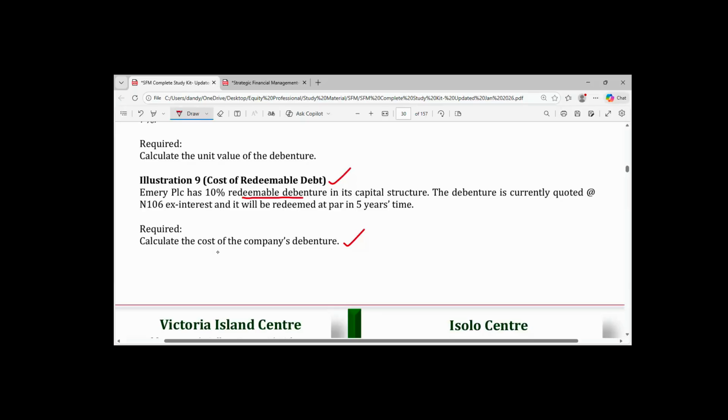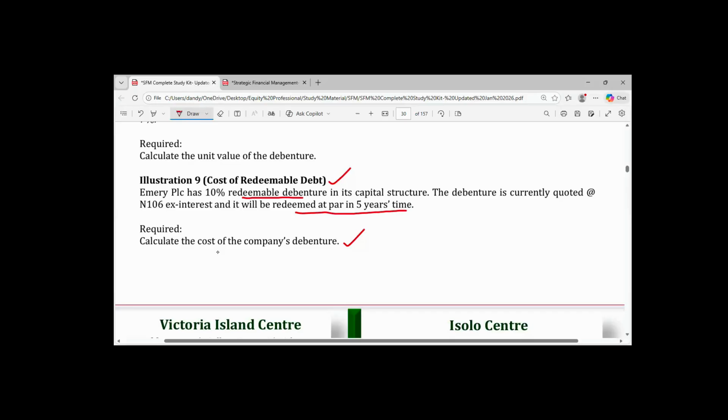So I can see in this question, we are given the redemption date to be 5 years' time, which confirms that this is a redeemable debenture. Another thing I need to look out for in the question is the market price of these debts. So I need to confirm whether debenture interest has been paid or not.